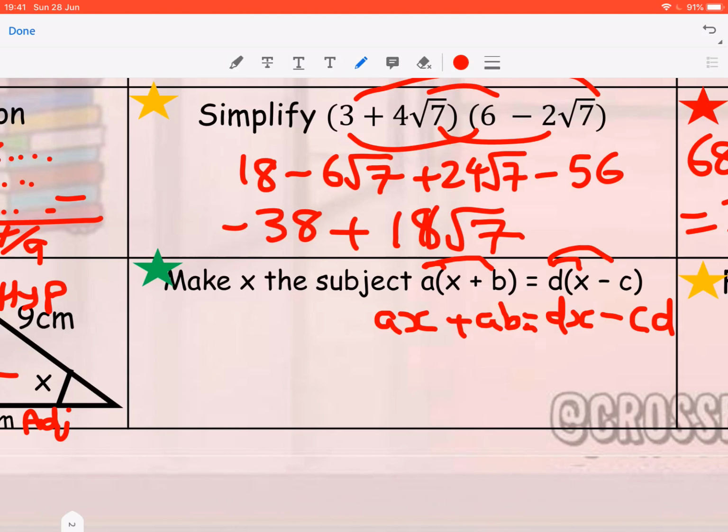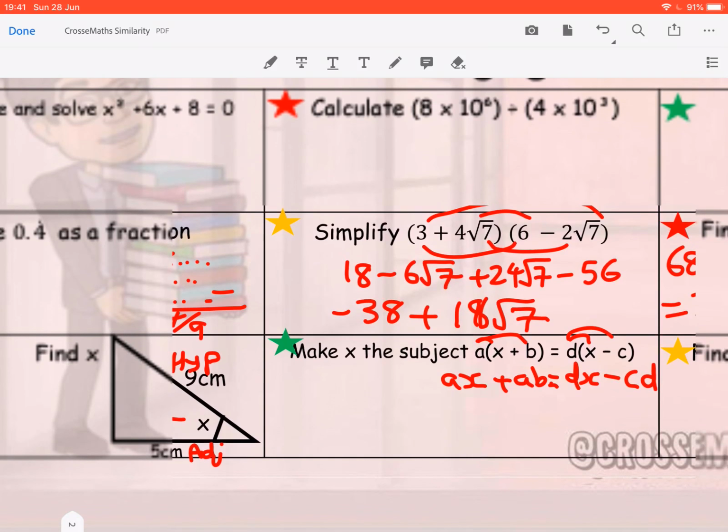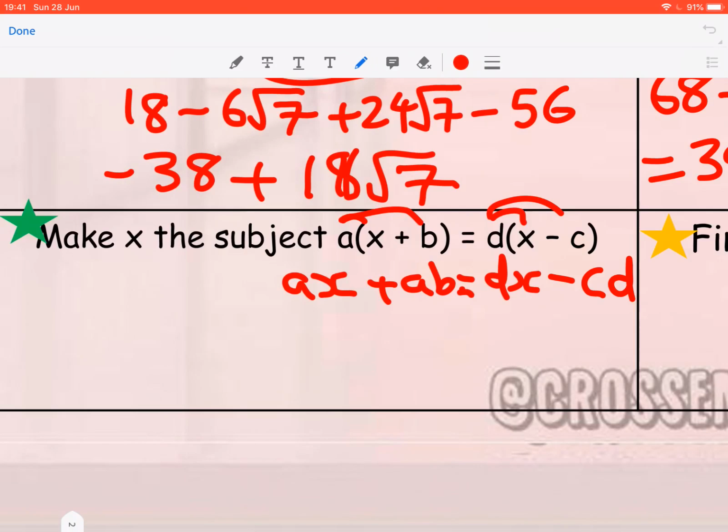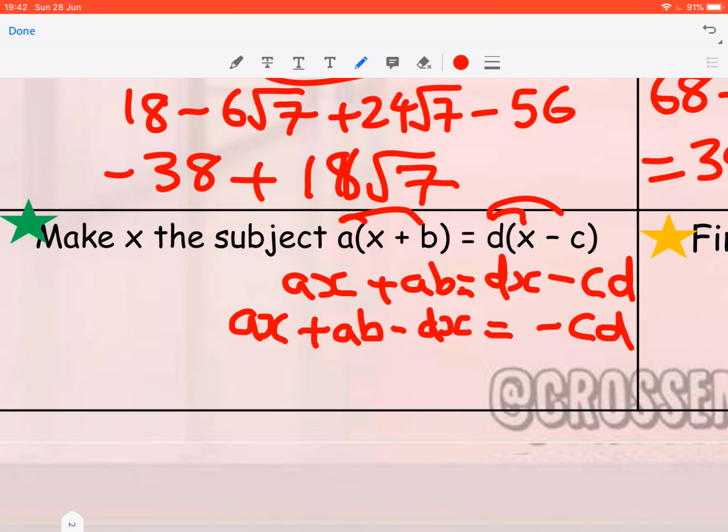Once I'm there, I've got to get anything with an x in on the left-hand side, anything without an x in on the right-hand side. Okay, so I'm going to need to get this dx over here. What I'm going to do, I'm going to take away dx on both sides. If I take away dx on both sides, I end up with ax plus ab. Take away dx because it's come over the equal sign. The dx on the right hand side now is gone, minus cd on the end. Okay, so all that's happened so far is the dx has moved over and it's turned to a negative. Next I'm going to take away ab from both sides.